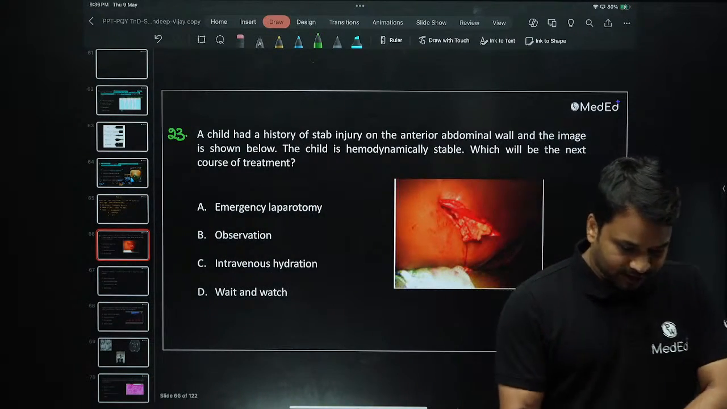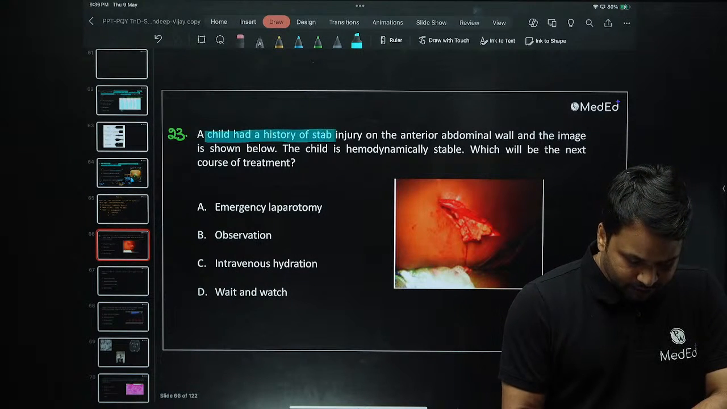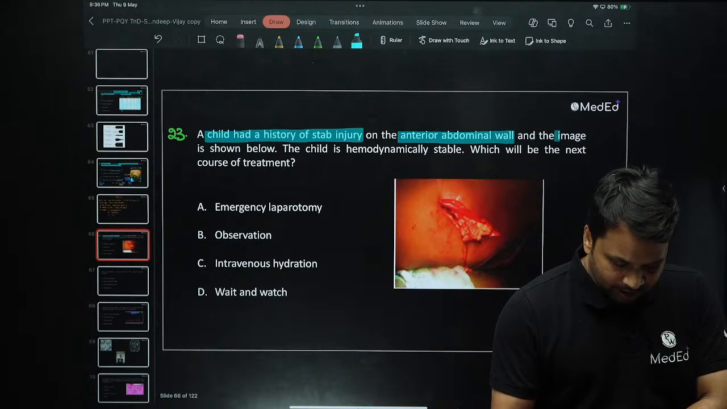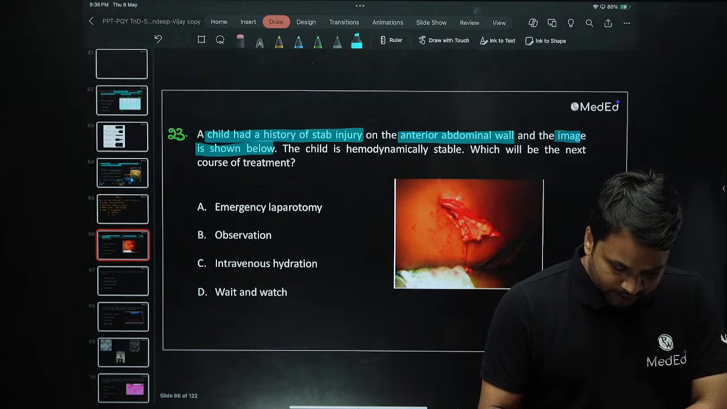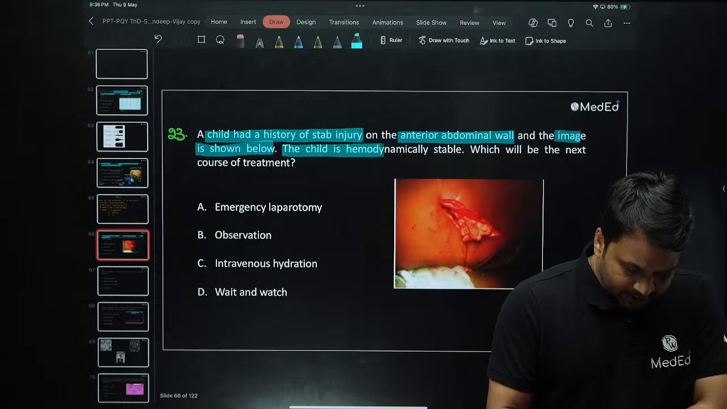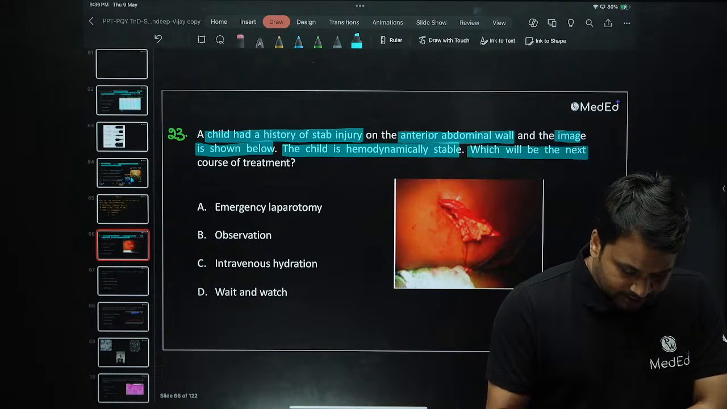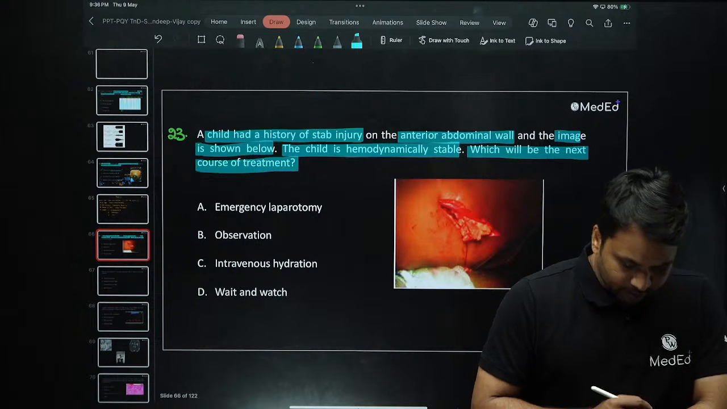Okay. Now, this we have already discussed. A child had a history of stab injury, anterior abdominal wall. The image is shown below. You can see something is extravasating. The child is hemodynamically stable. What is the next course of treatment?